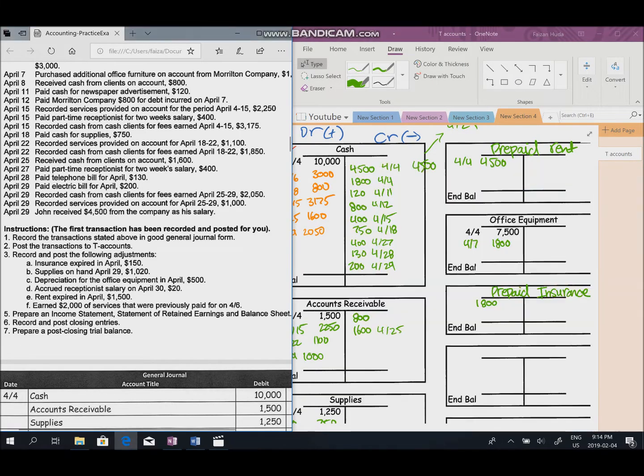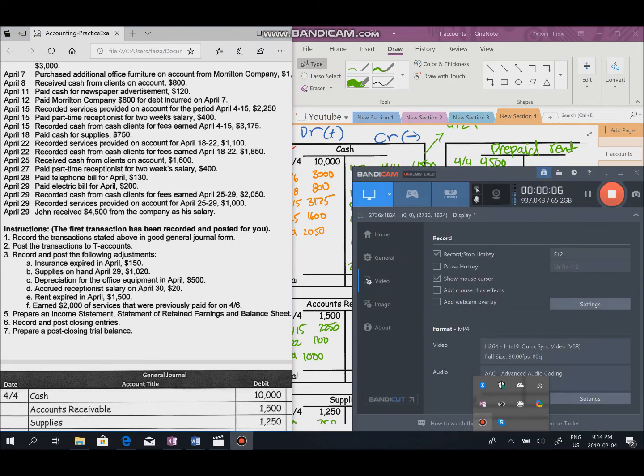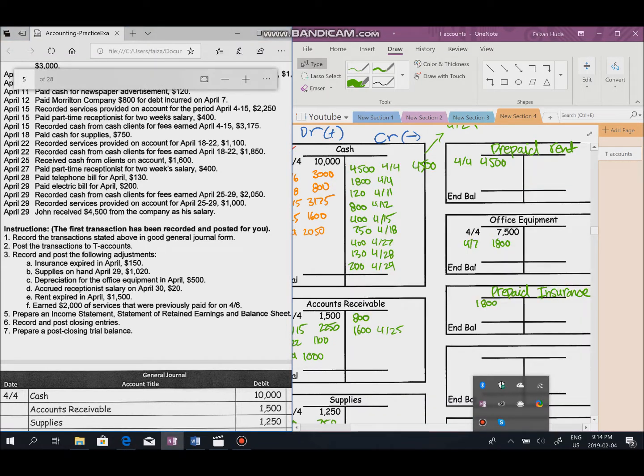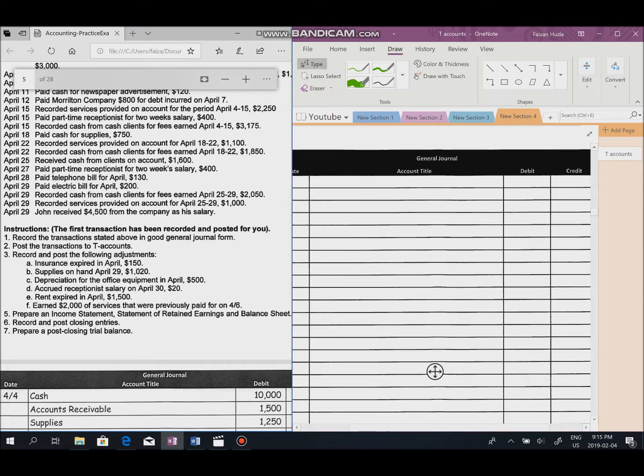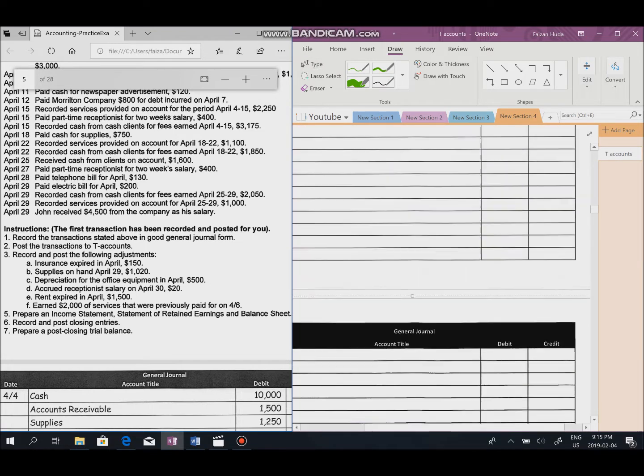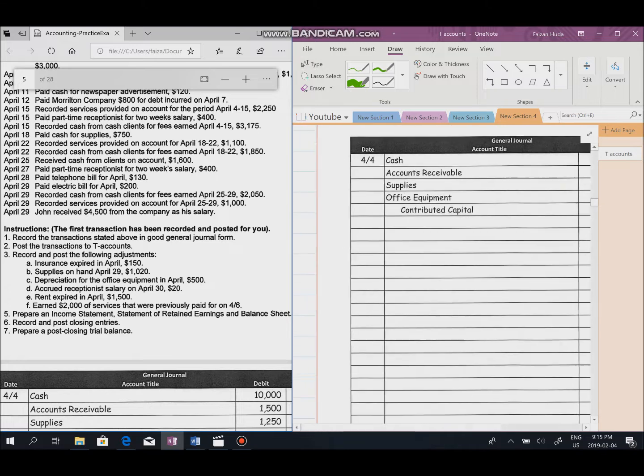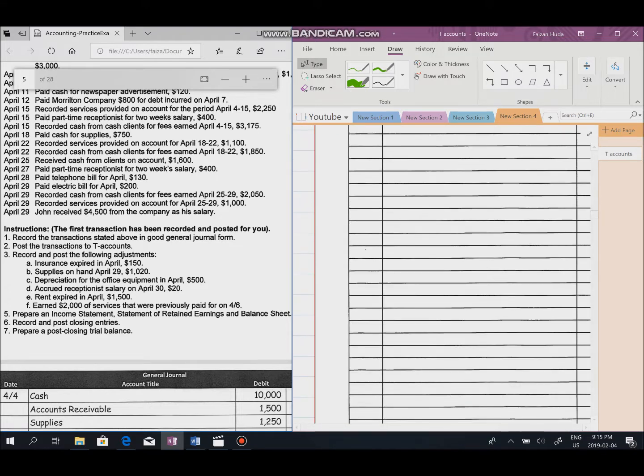As you see, we're done posting our journal entries to our T accounts. Our next step, it says to do adjusting entries, so I'm just going to do that right now. Just give me a second. Here you go. This is our journal. I don't need that. I'll do my adjusting entries over here.